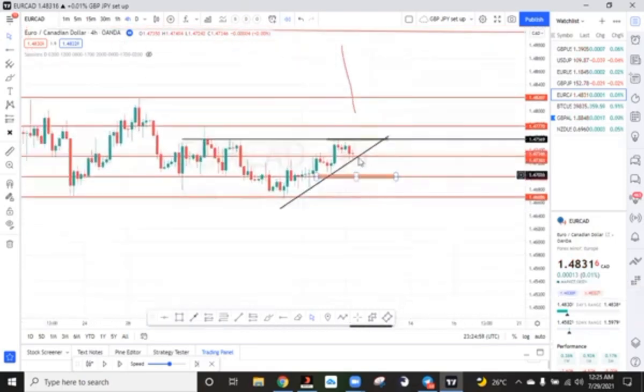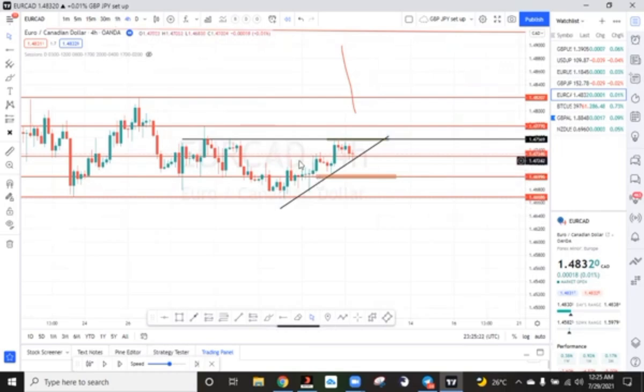Let me zoom it out. Just like this pullback we saw here, this is just a mere pullback. So price is currently at support. Our anticipation is that price should do what? Break out and continue till it finally gets to resistance again. So that's why you're going to look out for more buying opportunities throughout the day in this market.